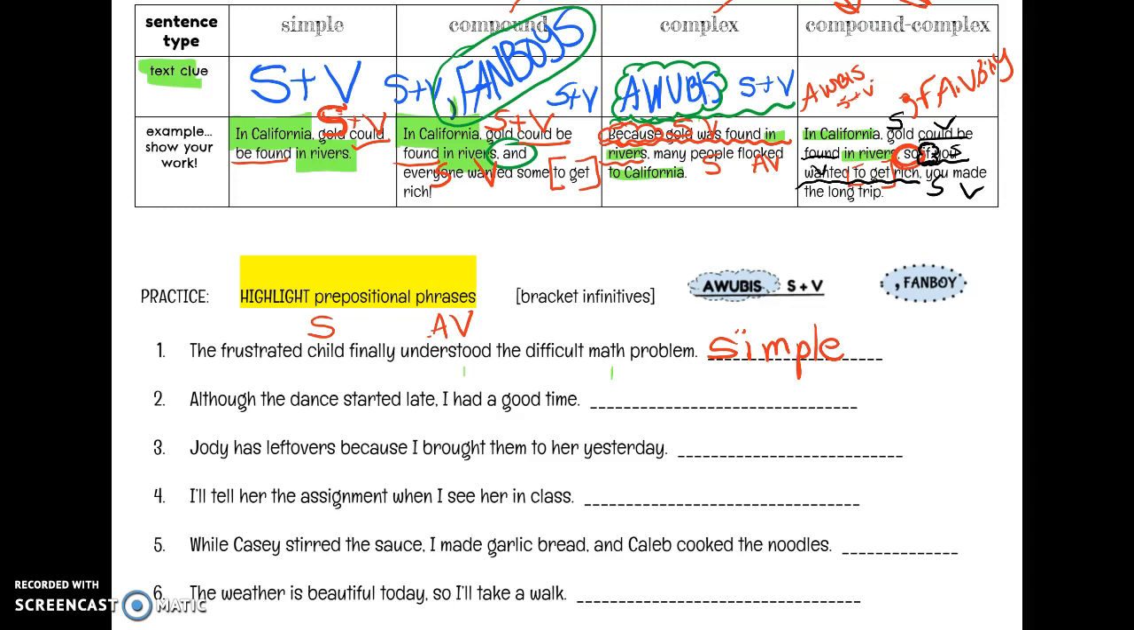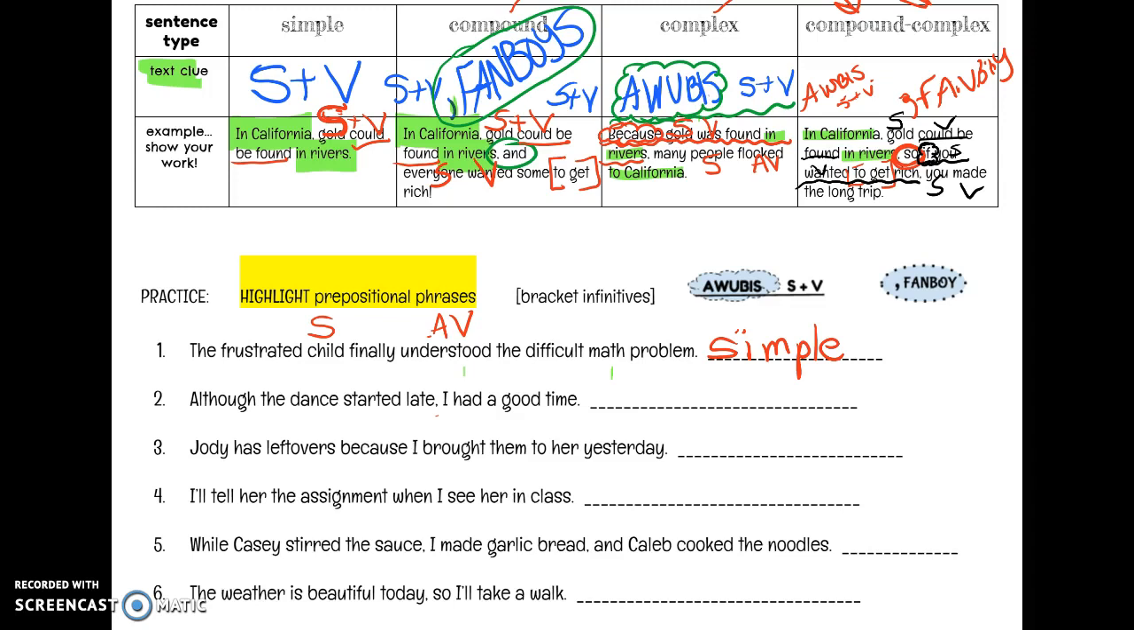Looking at the next one. Although the dance started late, I had a good time. I don't see any prepositional phrases or infinitives, so the next thing I want to look for is, do I see a comma FANBOY? Well, I see a comma here, but I is after it. And if I looked at my list of FANBOYS, I is not a FANBOY. So right away, I can tell this is not a compound sentence.